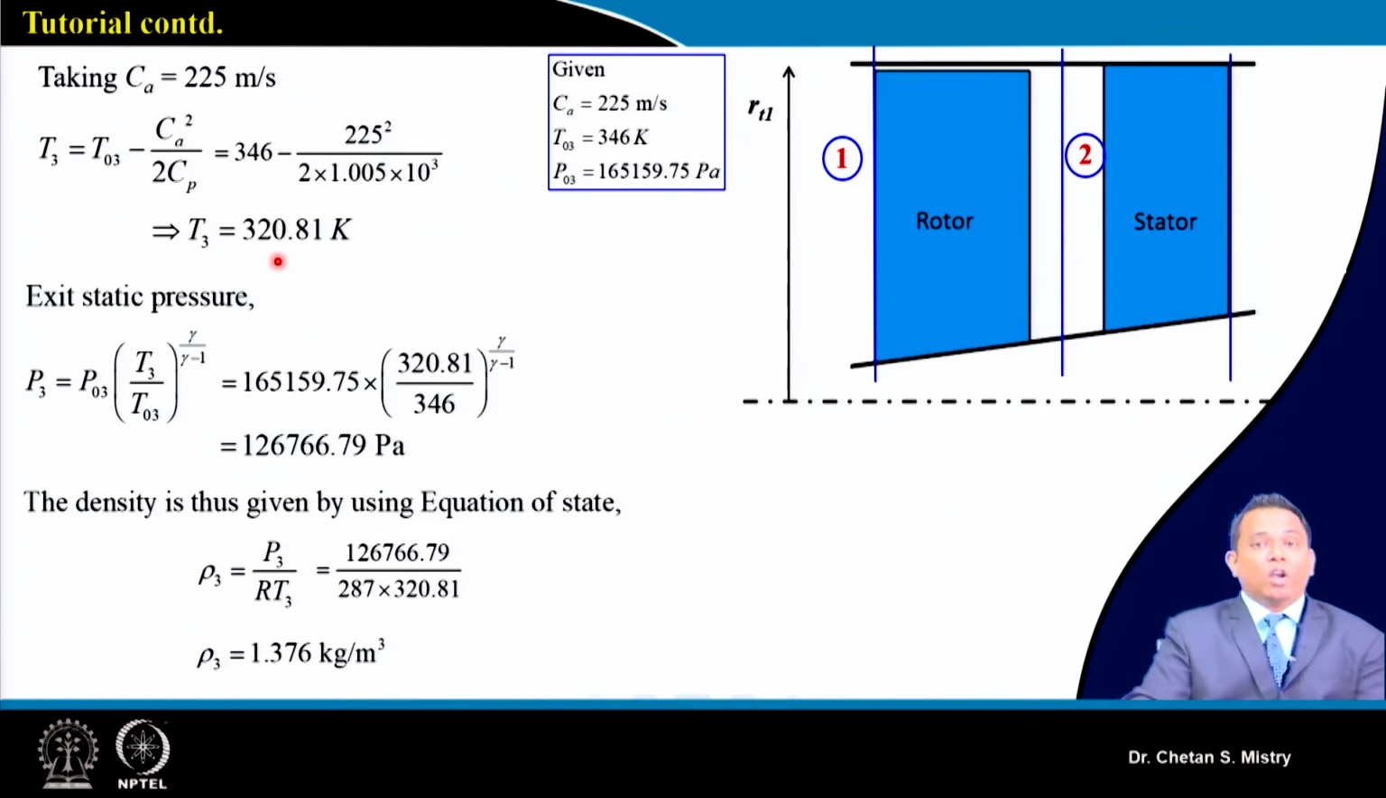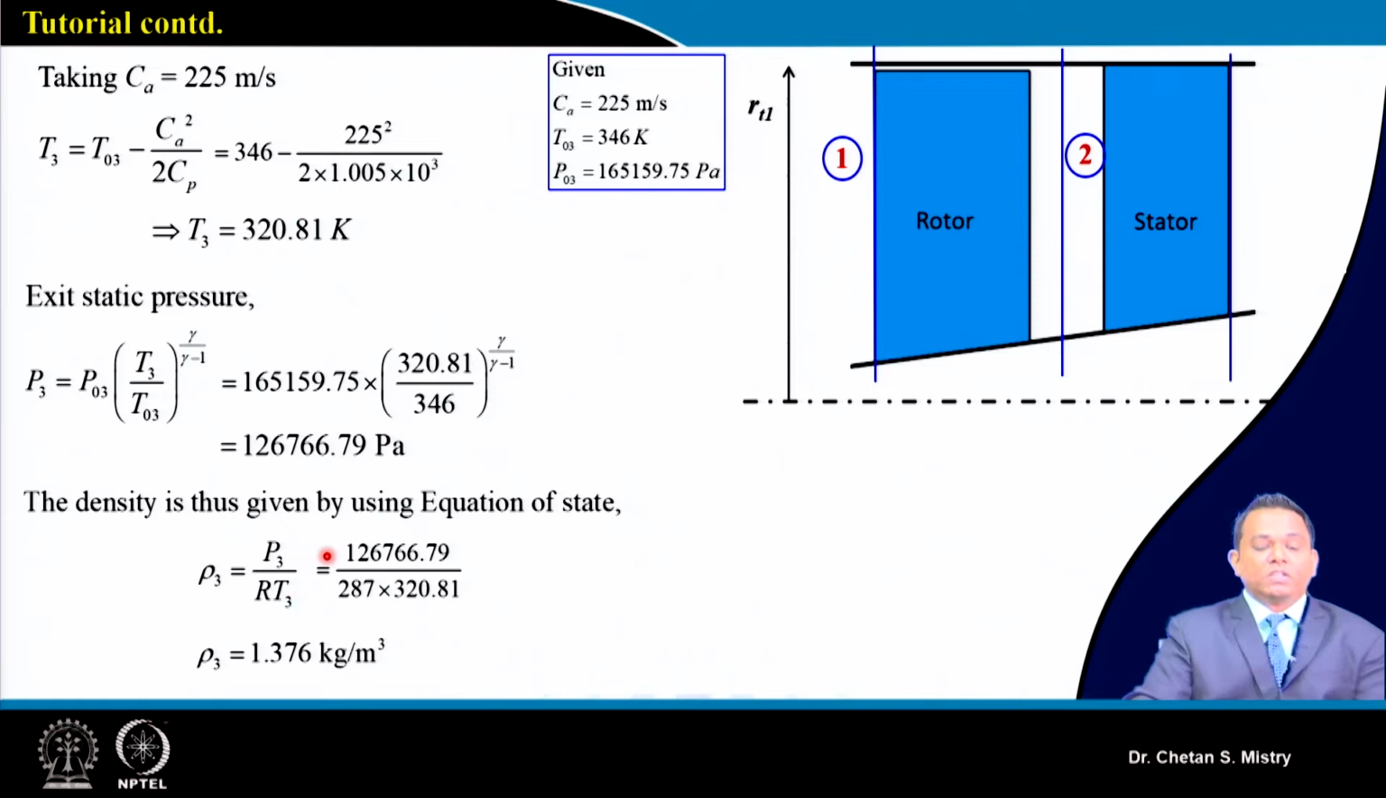Now based on the isentropic relation, we can calculate the static pressure P3. Putting in the static temperature and total temperature, we get the static pressure at the exit as 126.76 kilopascal. Once this is known to us, we can calculate the exit density, which is given by P3 by RT3.